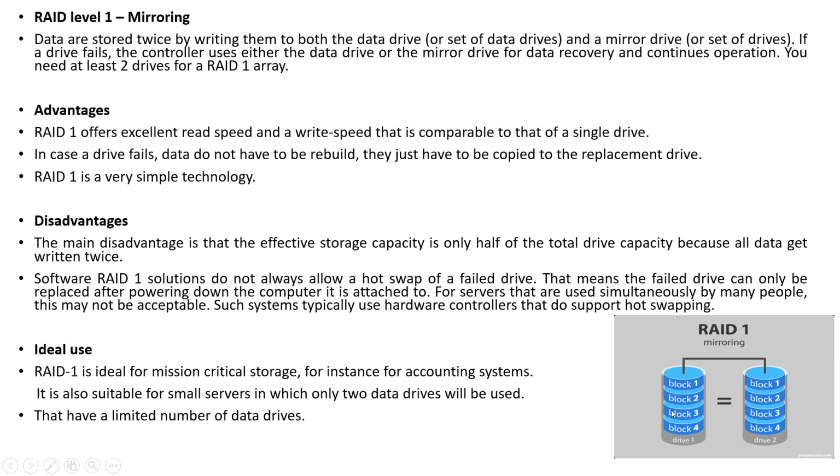Then what is the limitation? The limitation is that the storage capacity is only 1/2. Even though we have 2 drives, we are not using the capacity of both for storing the data. Now where to use them? It is ideal for mission critical storage, for instance accounting systems and all, where the data plays an important role. So if one of the drives fails, the data can be accessed from the other one.